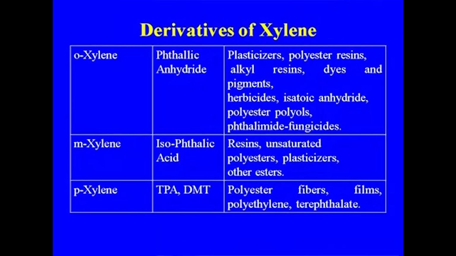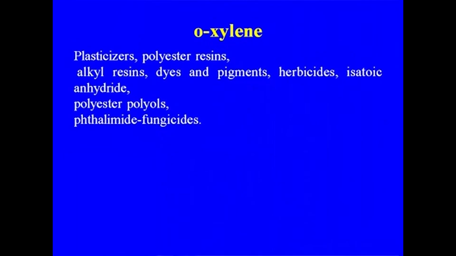So, this is how the requirement of the orthoxylene is increasing, especially for the manufacture of the phthalic anhydride. The major derivative of the orthoxylene is the phthalic anhydride, which is being used as plasticizer. One of the major uses of the phthalic anhydride is as plasticizer, polyester resin, alkyd resins, dyes and pigments, herbicides, and some other polyester polyols. So far as the metaxylene is concerned, one of the major derivatives is the isophthalic acid, which is being used for the resins, unsaturated polyesters, and then the plasticizers and other esters. Paraxylene we have already discussed. And as I told you, the orthoxylene gives plasticizer, polyester resin, alkyd resin, dyes and pigments, herbicide, isophthalic anhydride, polyester polyols, and phthalimide fungicide.